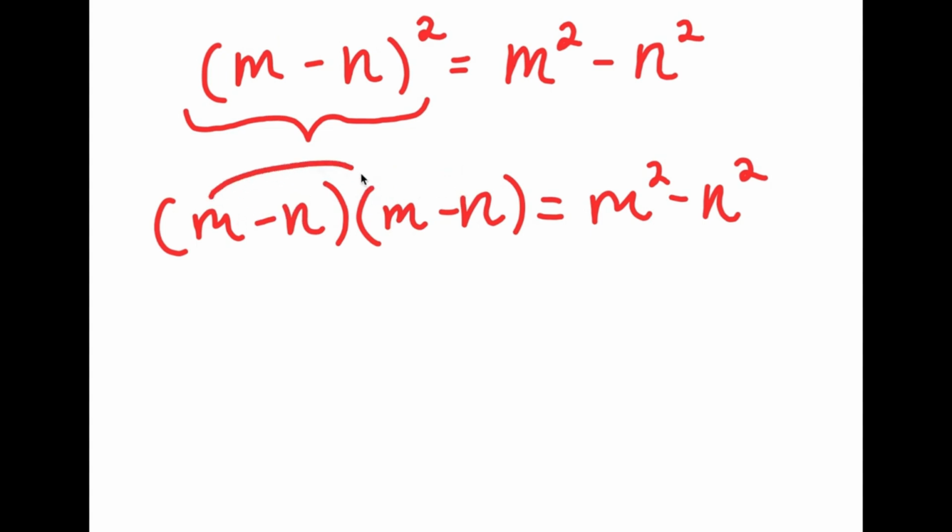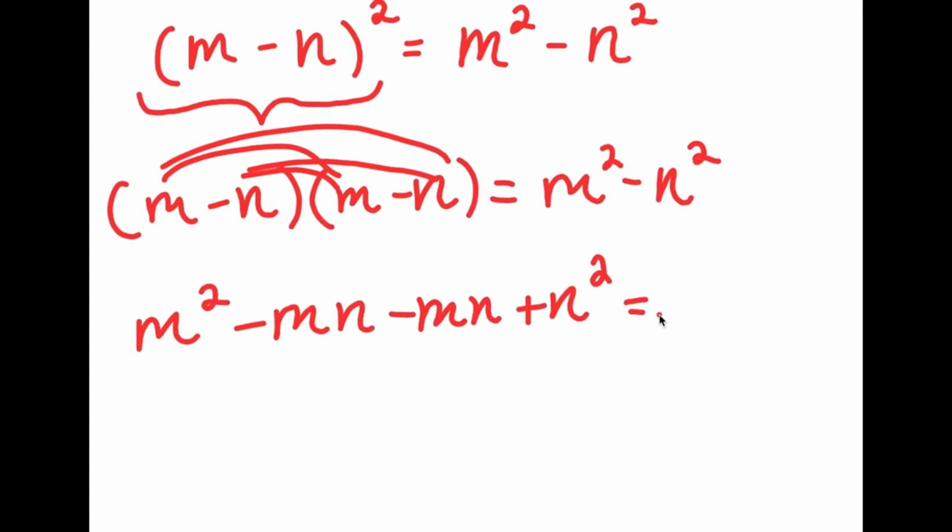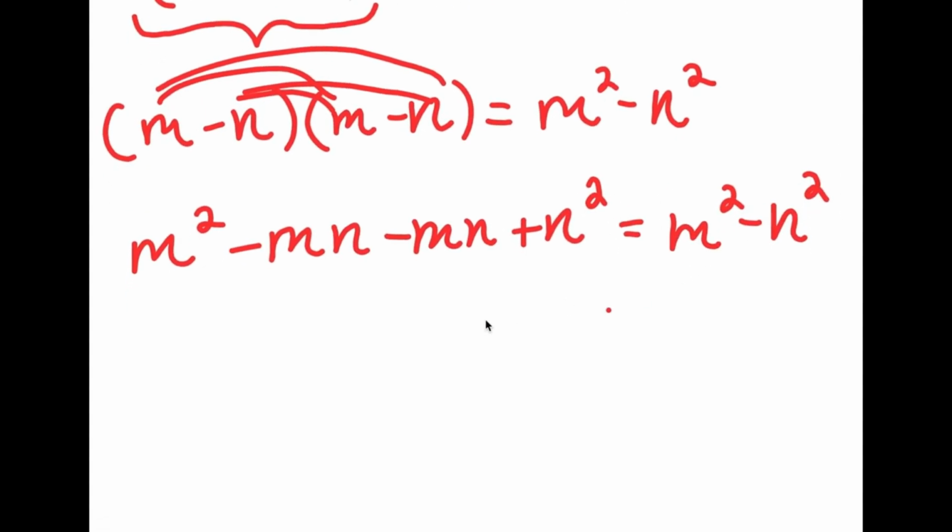Now from here, I'm going to expand this by multiplying these two. So to multiply these two, I'm going to first start by distributing the m. m times m is m². m times negative n is negative mn. Now I'm going to distribute the negative n. Negative n times m is negative mn, and negative n times negative n is positive n². So I have this is equal to m² − n².